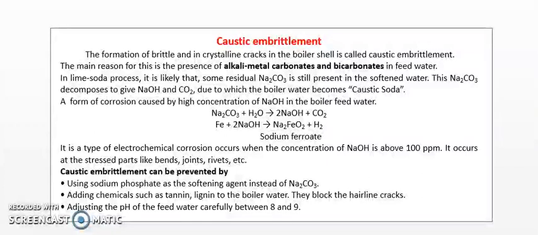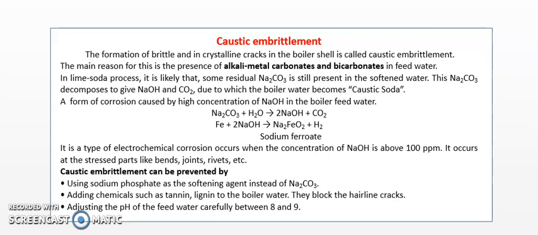Now, the last boiler problem is caustic embrittlement. Caustic embrittlement is a type of boiler corrosion caused by using highly alkaline water in the boiler. During the softening process by lime soda process, free sodium carbonate is usually present in small proportion in the softened water. In high pressure boilers, sodium carbonate decomposes to give sodium hydroxide and carbon dioxide. The formation of caustic soda makes the boiler water caustic.